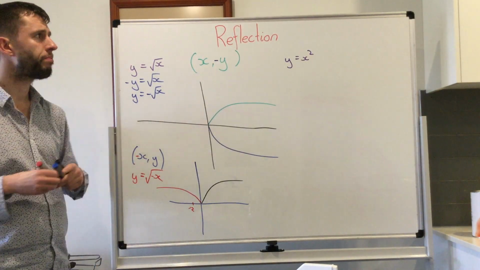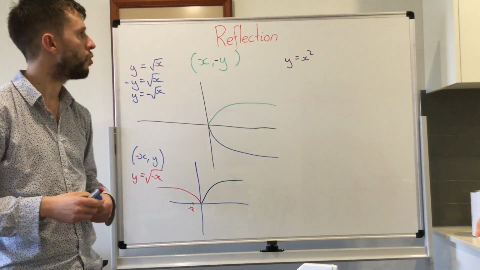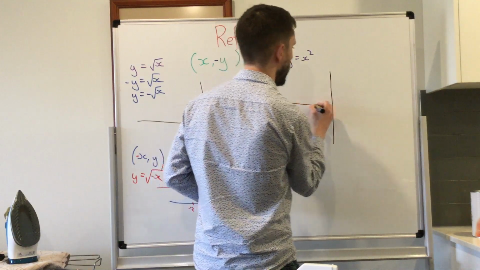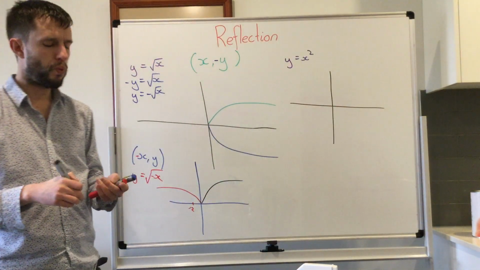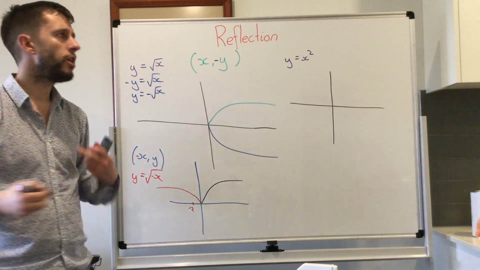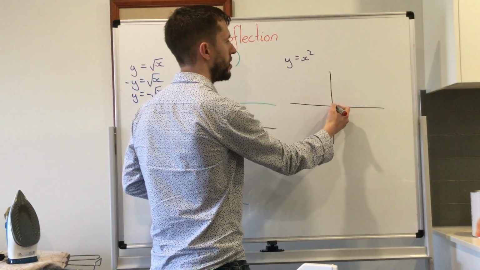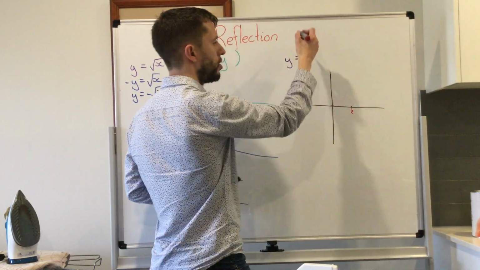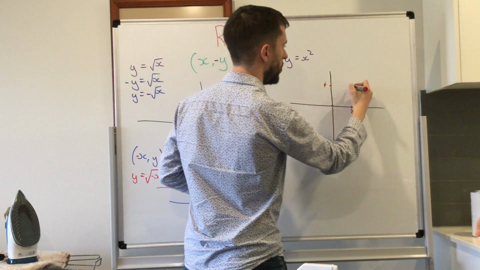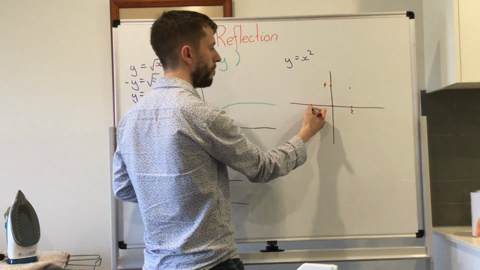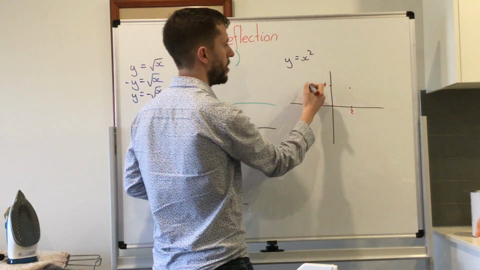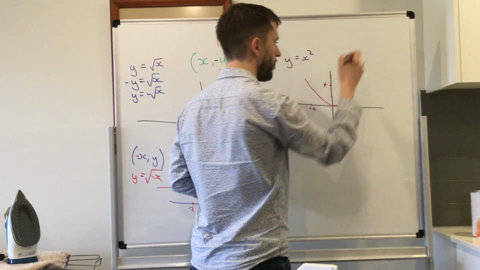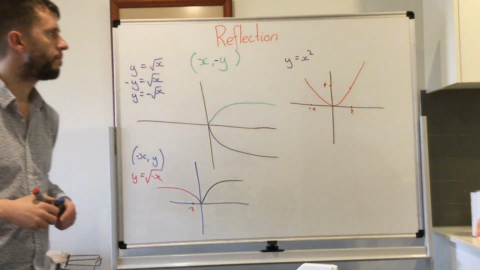Now, let's move over to y equals x squared. Again, I'm going to draw my graph. Now, we know x squared is a quadratic. So if we are thinking about a quadratic, when x is 0, 0 squared, y is 0. If x is 2, 2 squared is 4. Negative 2 squared is 4. So we know it's the same on both sides and it goes into the middle. So that is our equation.